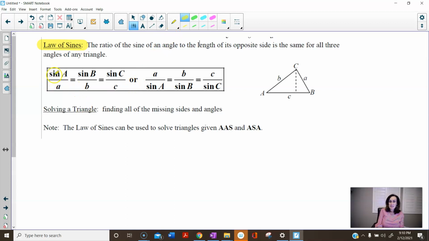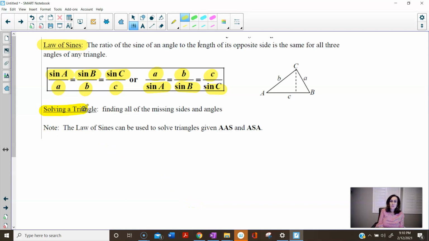So basically, you take the sine of angle A over the side of A equals the sine of angle B over side B. So basically, you have these ratios that you set up as a proportion. Now, you can put the angles on top and the sides on the bottom, or you can do vice versa, okay? And so let me show you how this works.